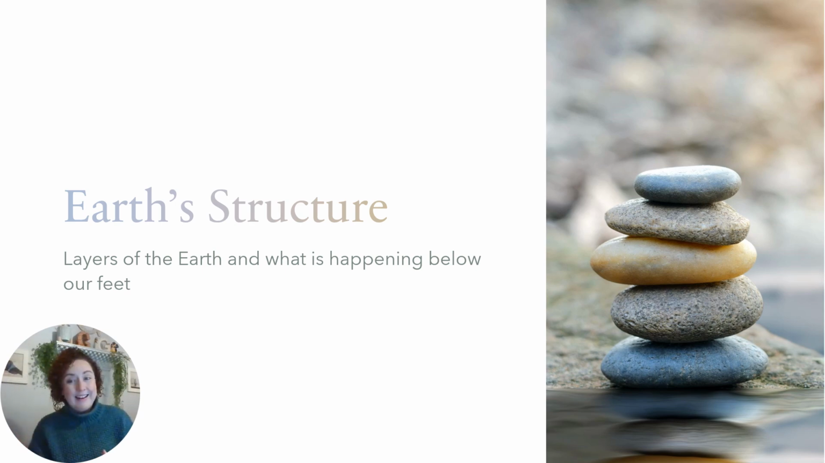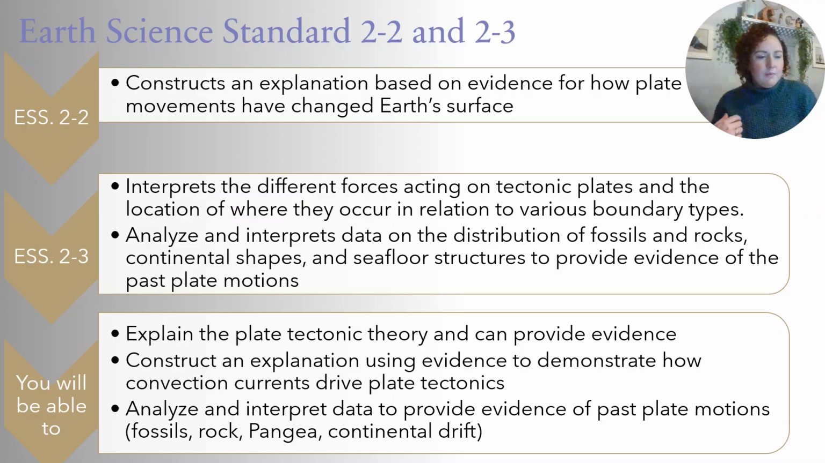There's a lot going on, and there's a lot more below where we can see right now than I think we really even know. So we are working with two different standards this unit: Earth Science Standard 2-2 and 2-3. 2-2 states that you will be able to construct an explanation based on evidence for how plate movement has changed Earth's surface. So why does our surface look the way that it does? And then 2-3 states that we will be able to interpret the different forces acting on tectonic plates and the location of where they occur in relation to various boundary types. We will get into that in a couple of weeks.